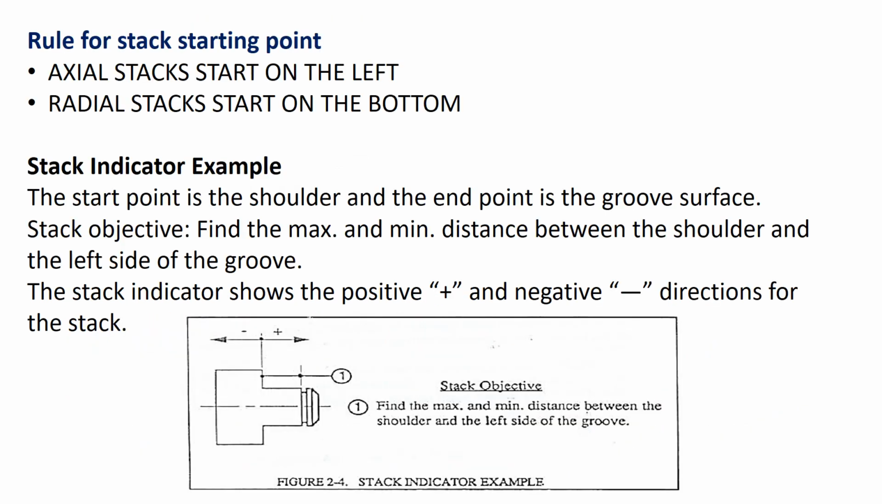And there are rules for the stack starting point. Axial stacks start on the left, radial stacks start on the bottom. And the stack indicator example is given here. The arrows with the positive and negative signs show the directions for the stack, and we have the stack objective, the start point, and the stack directions.